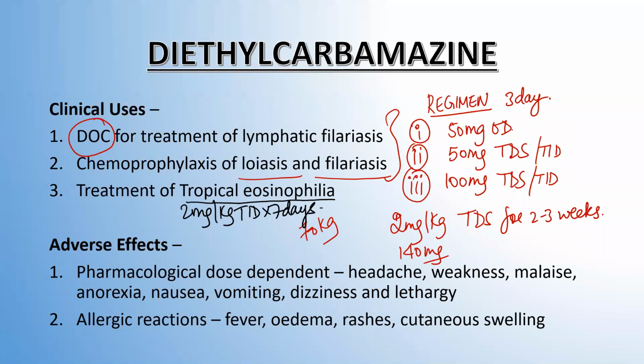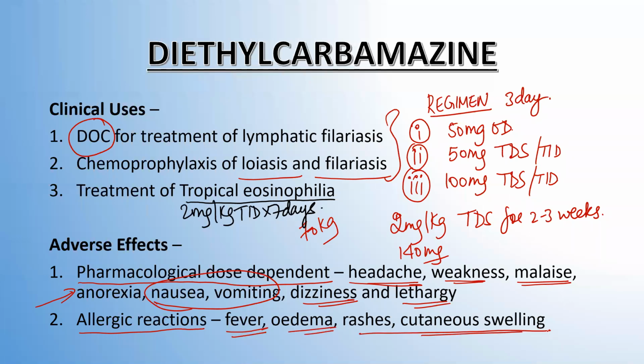Now moving on to the adverse effects, there are two types actually, and we have got pharmacological dose dependent adverse effects and also allergic reactions. The pharmacological dose dependent is as you go on increasing the dosage or you go on extending the therapy of diethylcarbamazine, the patient is bound to have one or all of these side effects. So it starts with headache, weakness, general malaise, then there will be your classic nausea and vomiting, dizziness and lethargy. The patient also complains of anorexia. Now, the allergic reactions include fever, edema, rashes, and cutaneous swelling.